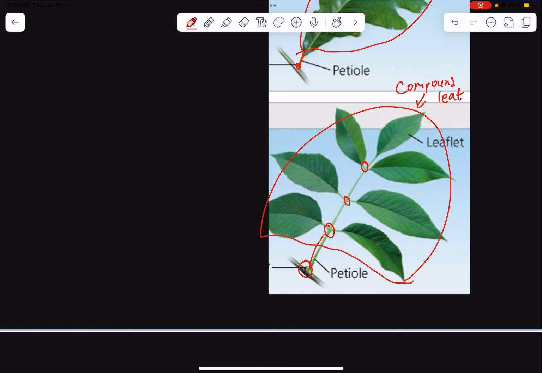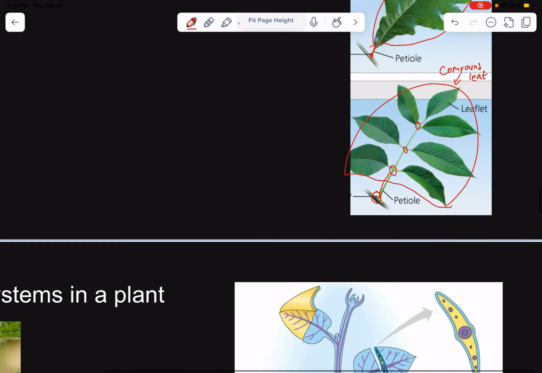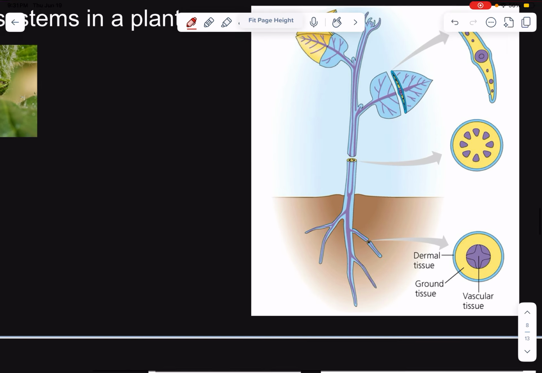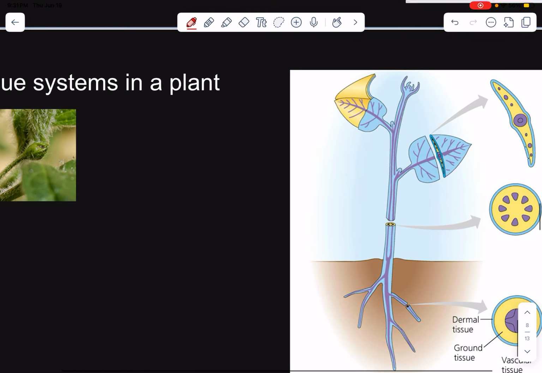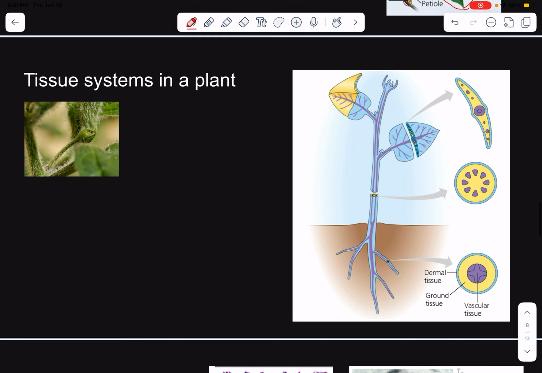From each individual leaflet. So now let's go to tissue systems in a plant. There's three types of tissues in a plant. There's dermal, ground, and vascular. So let's go one at a time. Dermal tissue is a protective outer covering of plants.